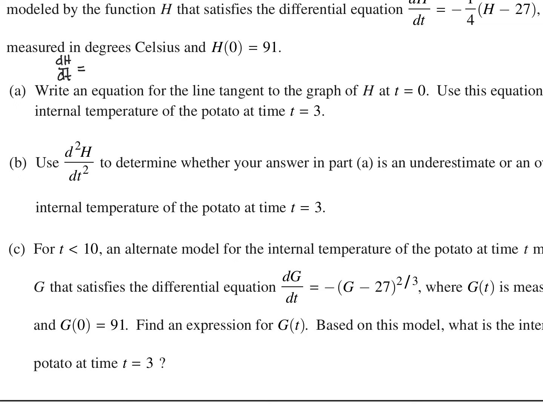Okay. Negative 1/4 of 91 minus 27, because h is 91. So if we plug this in, we would get negative 16. So that's h of 0 is 91. We know that. So we've got a slope and we have a point already. I would leave this in point slope form: y minus 91 equals negative 16 times (t minus 0).